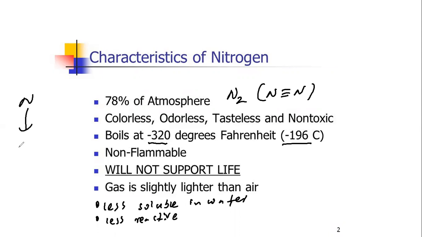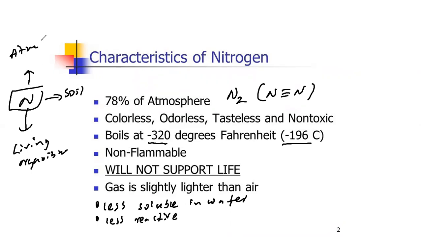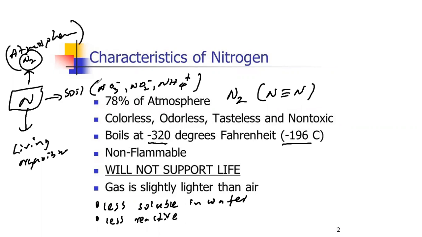Nitrogen is present in your body, in living organisms, and nitrogen is present in the soil, and nitrogen is present in the atmosphere. It is not present in the element form, but nitrogen can be present in water also. In the soil it is present as nitrate, nitrite, ammonium, like in the form of ions, ammonium ion, nitrate ion, nitrite ion, not as free nitrogen. In the atmosphere it is present as N2 gas. So this is in the soil.